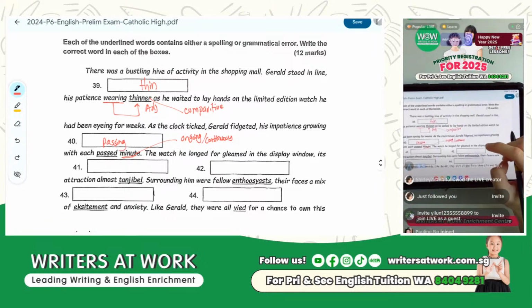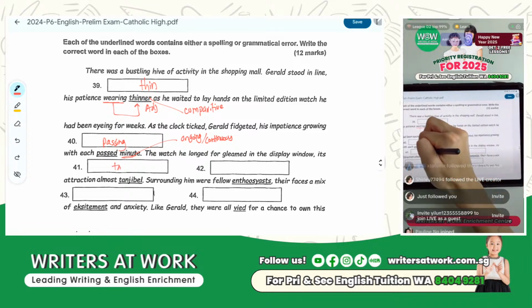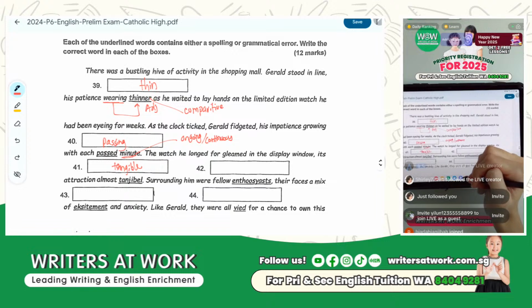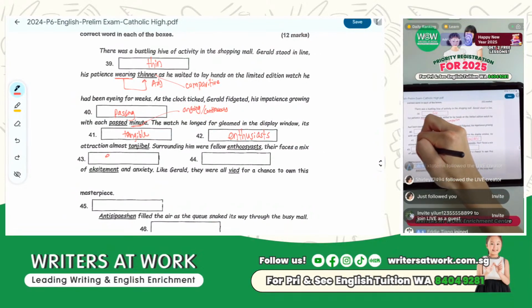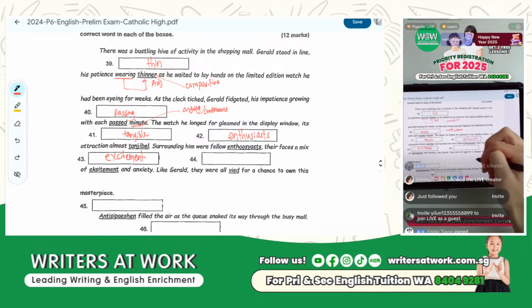The watch he longed for gleamed in the display window. Its attraction almost tangible. Tangible means you can feel, you can touch. Something is physically present. Okay, this is a spelling error. Surrounding him were fellow enthusiasts with their faces a mix of excitement and anxiety. So enthusiast is spelled this way. So enthusiast, you are just referring to those people who like a certain thing, like as a hobby. Okay, the next is excitement. Excitement is also a spelling error. And anxiety. Like Jared, they all vied for a chance to own this masterpiece.